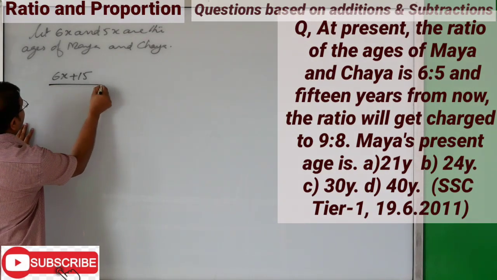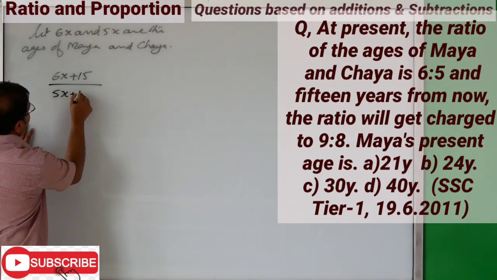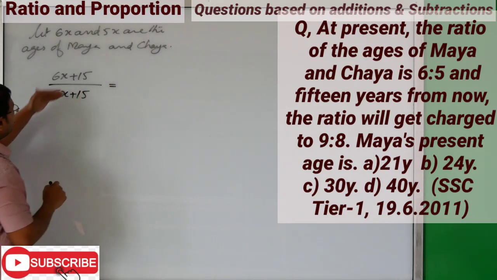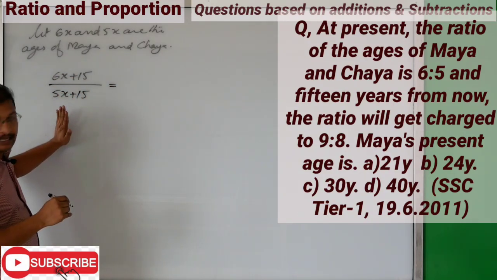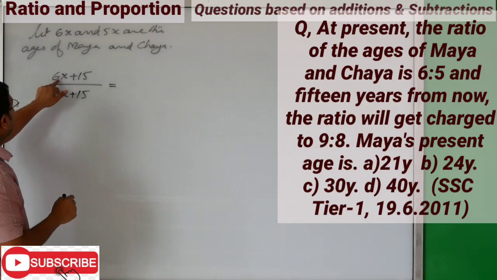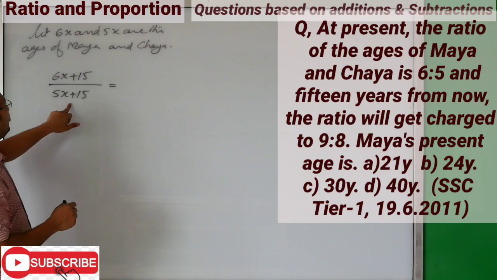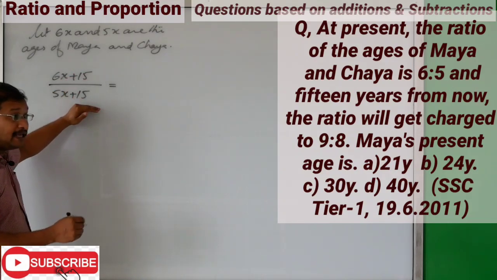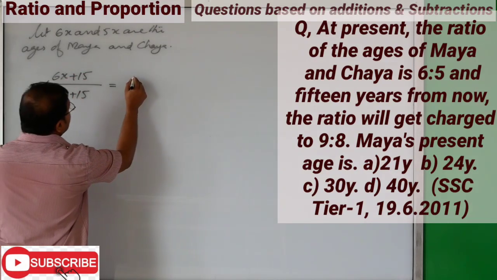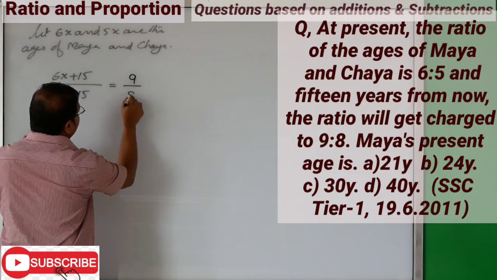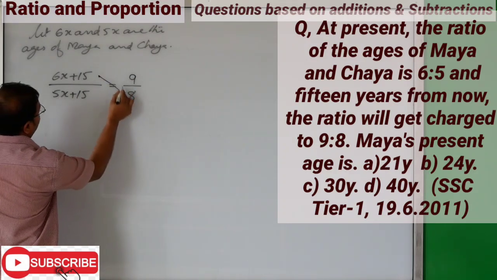That means 6x plus 15 divided by 5x plus 15. Their ratio is already given, so we are writing the ratio of their ages. After 15 years, Maya's age will be 6x plus 15 and Chaya's age will be 5x plus 15. Their ratio is already given in the question: 9 is to 8, that means 9 by 8. This implies, let's cross multiply this one.